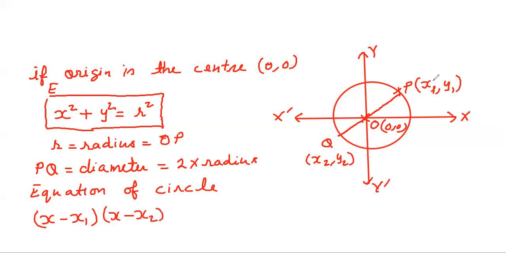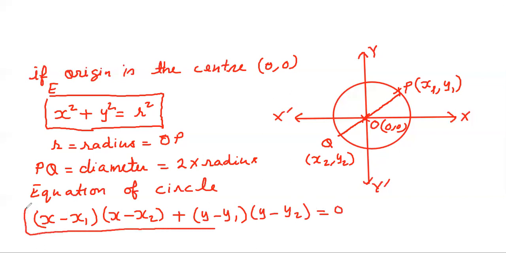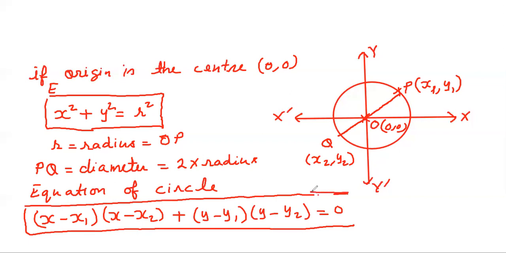Okay, you see this one: (x - x1)(x - x2) + (y - y1)(y - y2) = 0. So this is the equation of the circle when the coordinates of the diameter are given. The endpoints of the diameter are given to you, so you can write down the equation of the circle: (x - x1) multiplied by (x - x2) plus (y - y1)(y - y2) equal to 0.